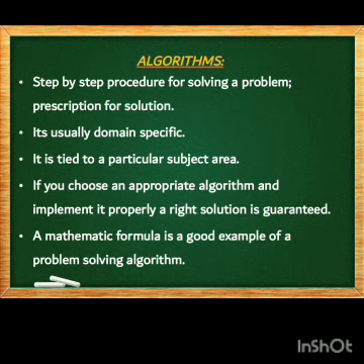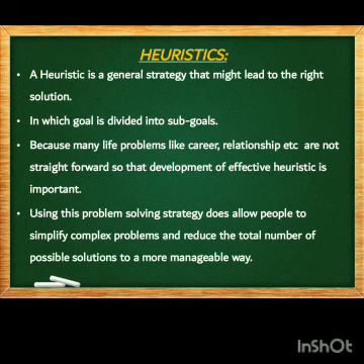So if we cannot solve the problem by this method, then we have another strategy, and that is heuristic. Heuristic is a general strategy that might lead to the right solution, in which the goal is divided into sub goals, because many life problems like career, relationship, etc. are not straightforward. So the development of effective heuristics is important. Using this strategy does allow people to simplify complex problems and reduce the total number of possible solutions to a more manageable number.